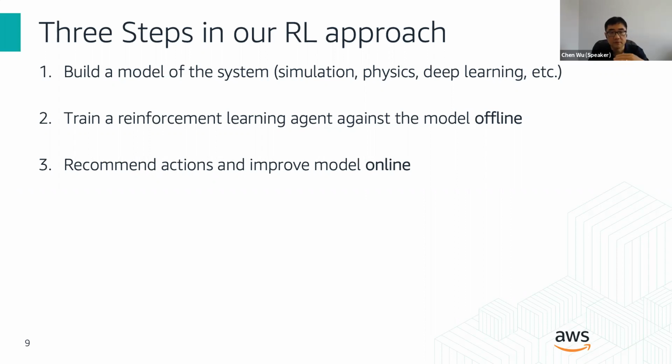So we have an environment we build as a model, and we have an agent on top of it, and we train the agent offline so that the agent knows how to act given a state. And then we can recommend actions and improve the model at the same time online. So when you deploy the system, or maybe when you're in a staging environment where you can collect some data, not just from the simulator, but from the real world.